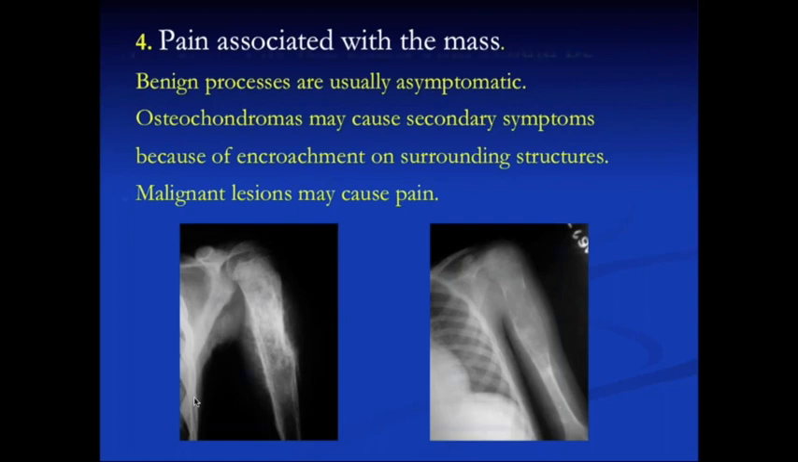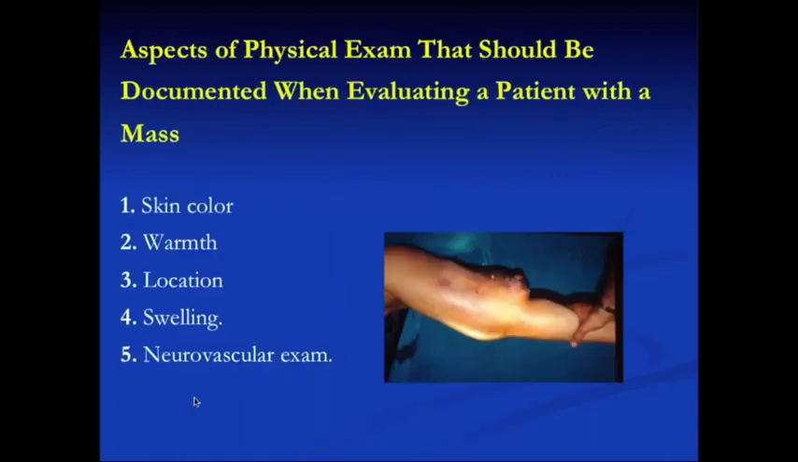Aspects of physical examination: everything which we normally do in an orthopedic case, general physical examination or local examination, depending upon where the problem is. We're specifically interested in the skin features. Is it shiny, distended, loss of hair, prominent veins? Is it warm as compared to the opposite limb? What exactly is the location?